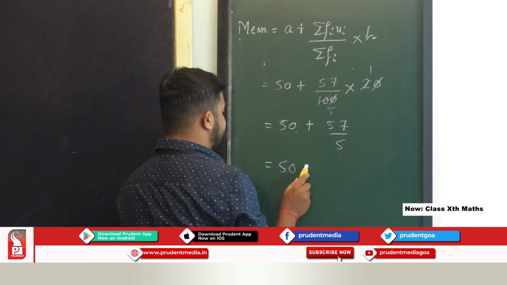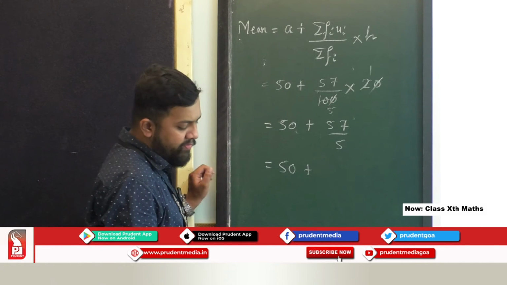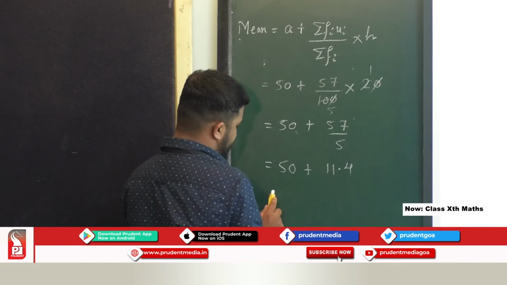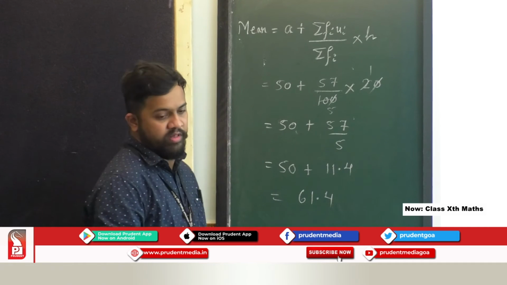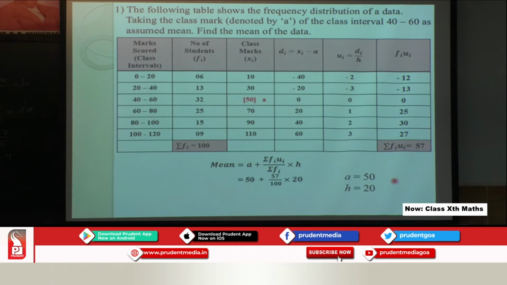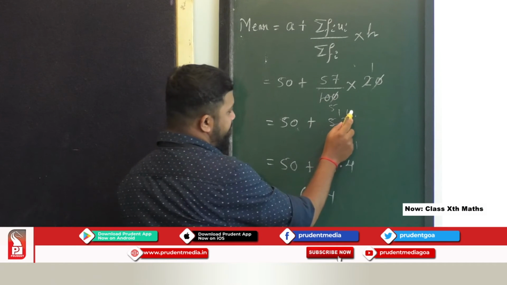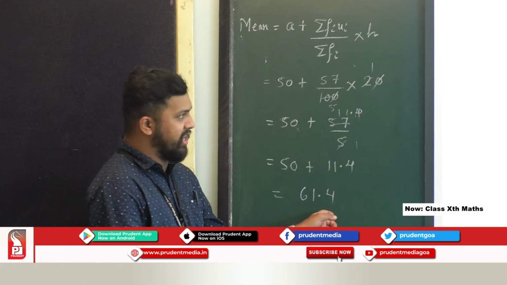Again, do not do cross multiplication. Just divide this term, that is 57 by 5. If you divide 57 by 5, you will get the answer 11.4. Add 50, so 61.4. So this is your answer for the mean. Clear? If you don't know how to divide this, it's very easy. 5 ones are 5, 5 ones are 5, then the point will come, 20, 5 fours are 20. So 11.4. Add both the numbers, you will get 61.4.